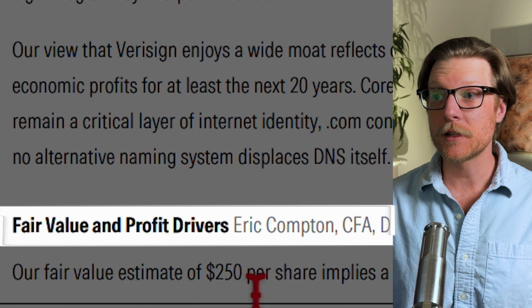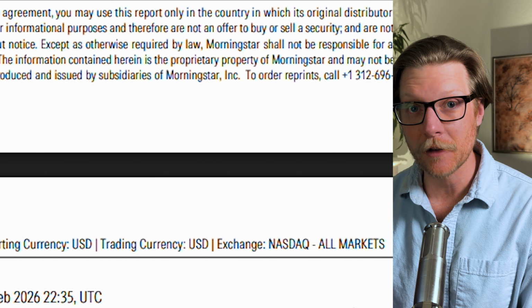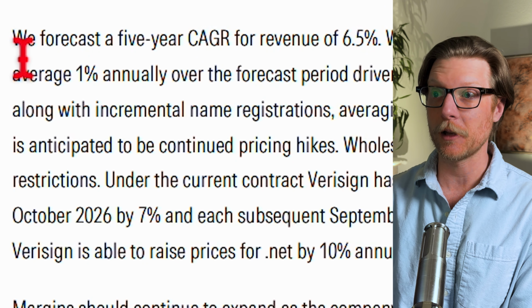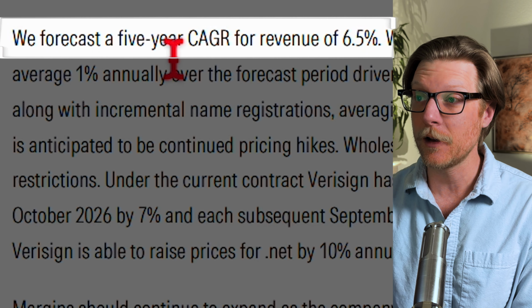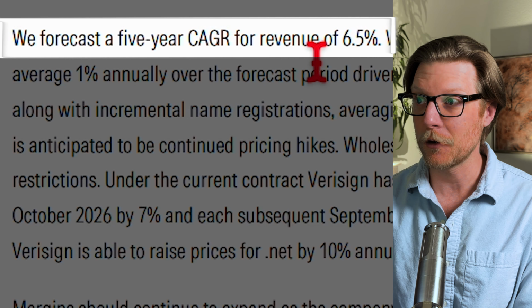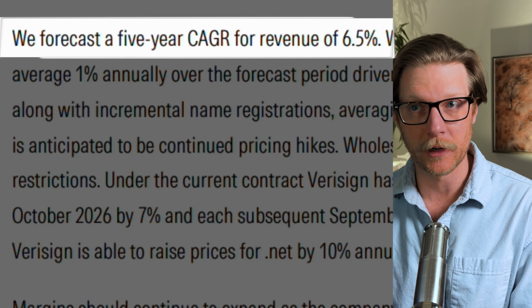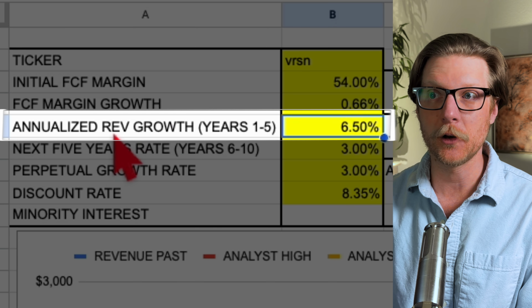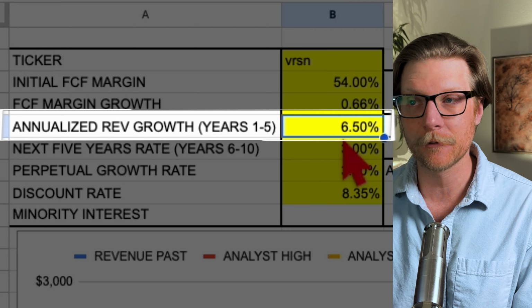But we came here initially to find the forward revenue, and I got distracted talking about how great of a company this is. Here's the fair value and profit drivers section of the Morningstar Equity Analyst Report. If I scroll down a bit, this is the line that I'm looking for. We forecast a 5-year compound annual growth rate for revenue of 6.5%. That means over the next 5 years, their revenue is going to grow on average 6.5% per year. And so that is one of my big assumptions on the spreadsheet right here. Revenue growth for years 1 through 5.